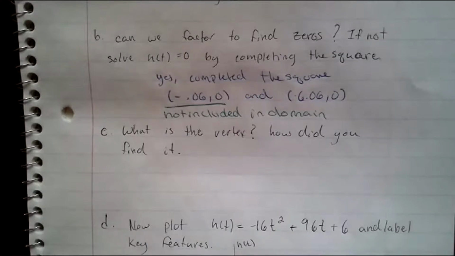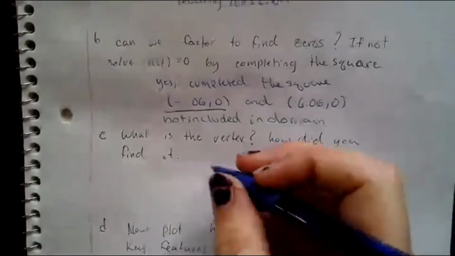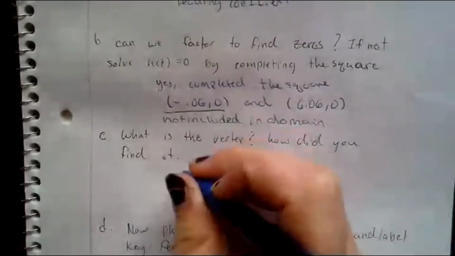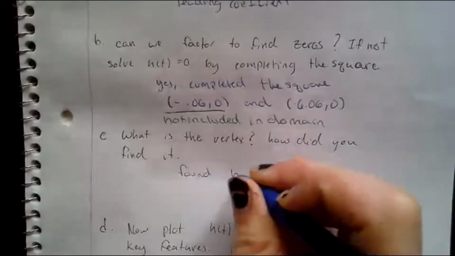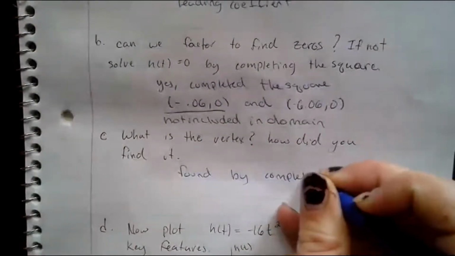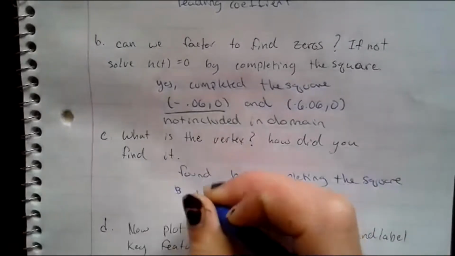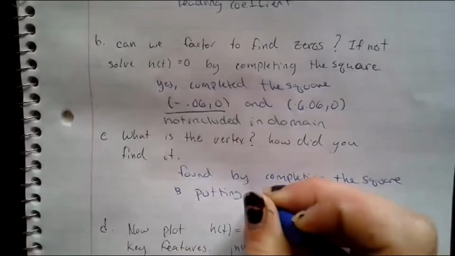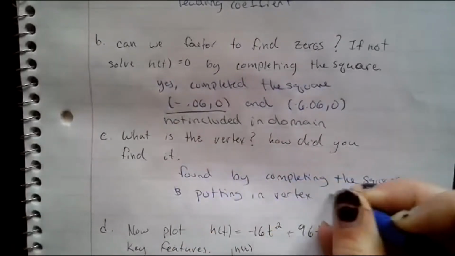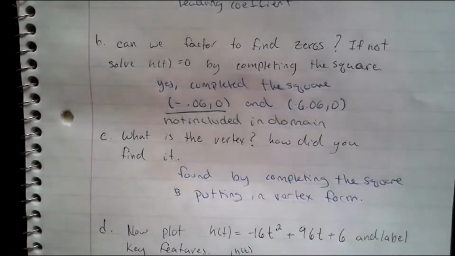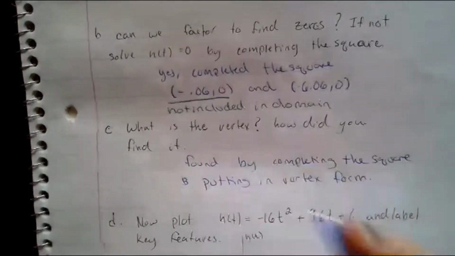So what is the vertex and how did you find it? So we found the vertex by completing the square and putting our equation in vertex form. All right, and the vertex was, let's see, I just wrote it on the last page, I can't remember. 3, 150.